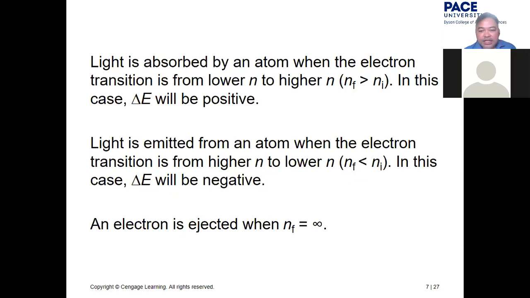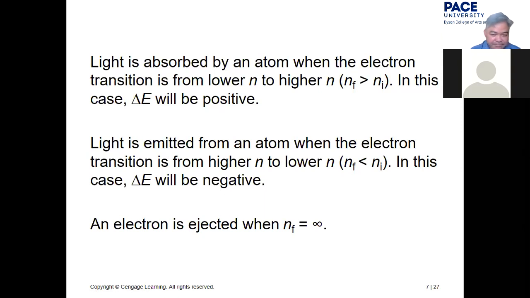Light is absorbed by an atom when the electron transition is from the lower to higher n. And in this case, the delta E is positive. So it is absorbed. If the electron moves from lower to higher n, the energy is absorbed. That's energy being positive. Now, if the electron transitions from a higher quantum number to a lower quantum number, the energy will be negative because there's emission of light.